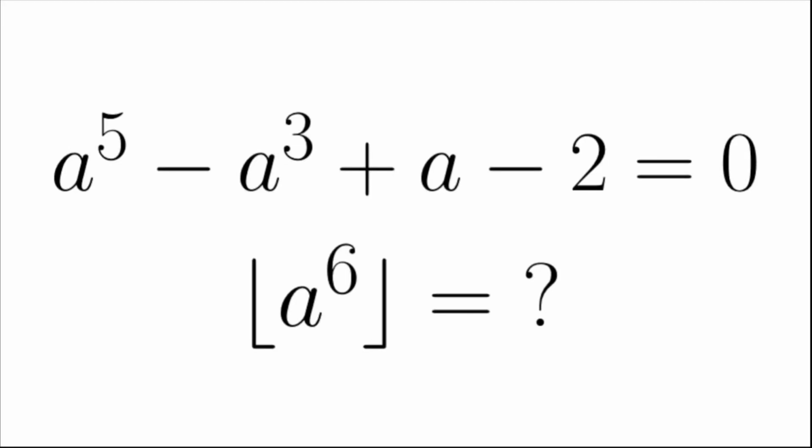Let's take a look at this problem. We have a real number a such that a to the power 5 minus a cubed plus a minus 2 equals 0. Find the value of the floor function of a to the power 6.